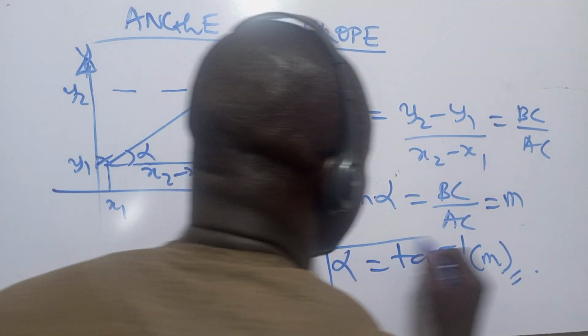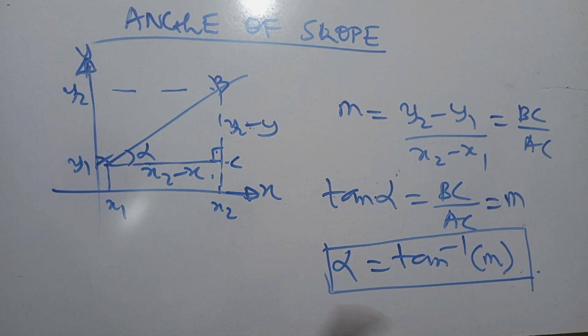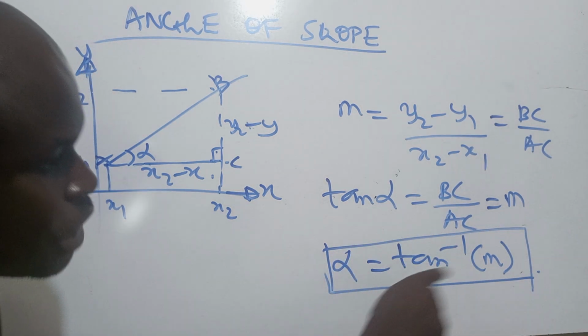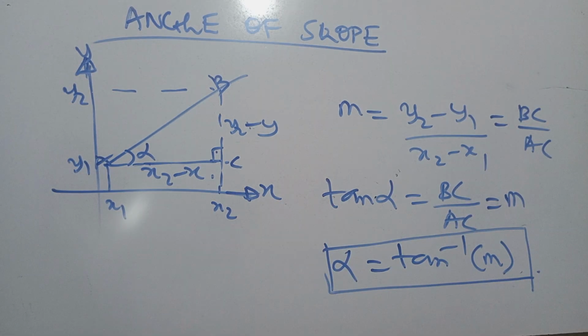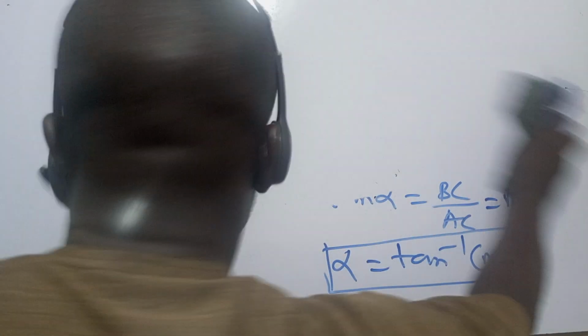So if you have to find the angle of slope of a given line, just take the second function tan of that, that's arctan of the slope. So if you know the slope, if you know the gradient of a line, we can go ahead and find the angle of slope of that line. Then we can take an example.